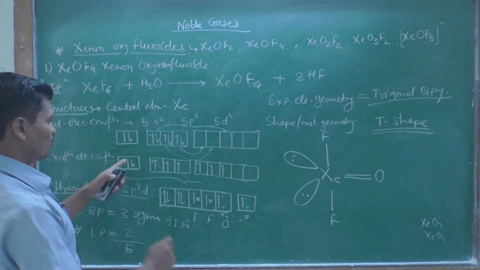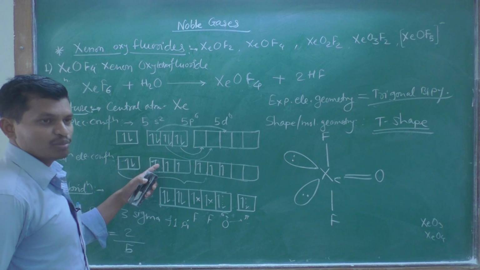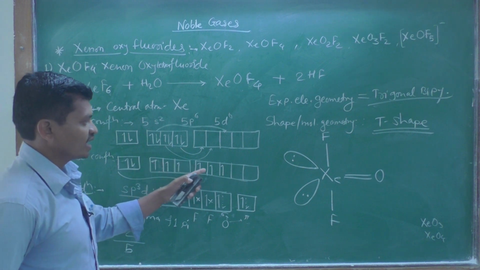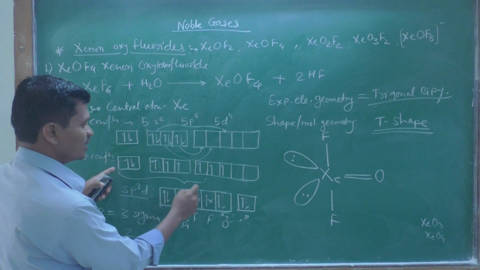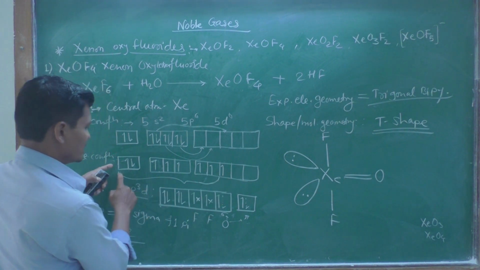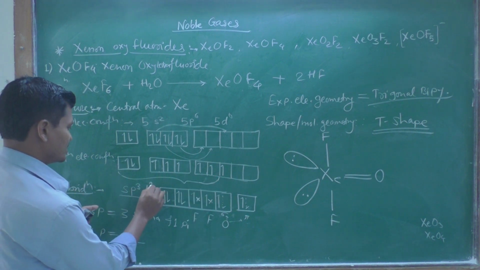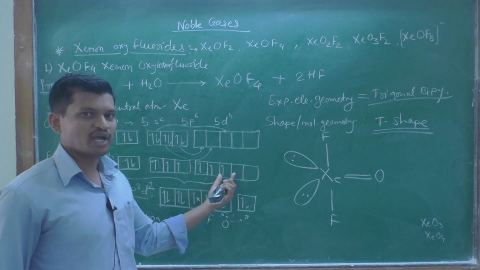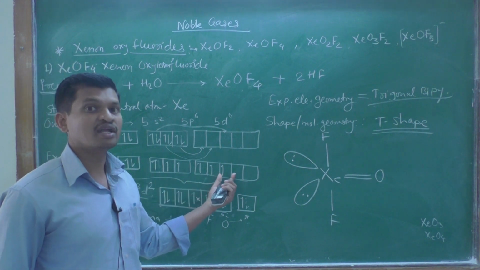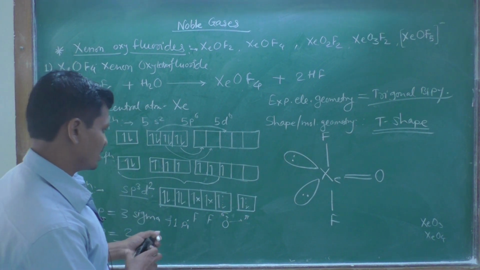So my configuration will be: here we have one completely filled s orbital, 3 half filled p orbitals, and 3 electrons in the d orbitals. So 1s, 3p and 2d orbitals get hybridized together. So my hybridization is sp3d2, leaving behind one orbital in an unhybridized state. So this is the situation.